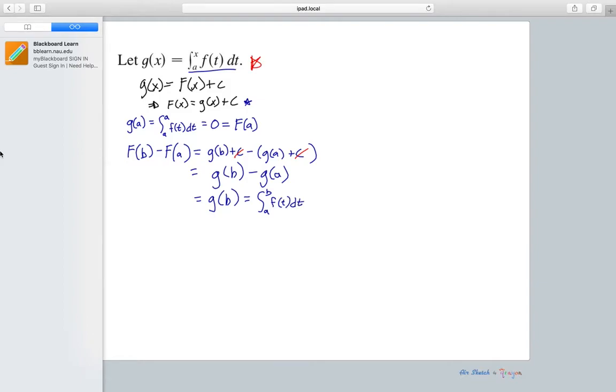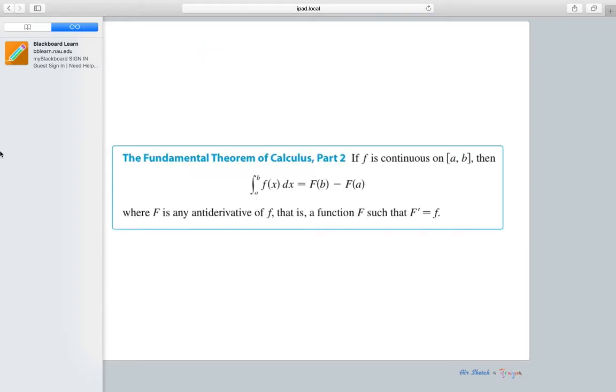All right, so what have we found here? The big connection is this. The integral from A to B of f of t dt is equal to capital F of B minus capital F of A. Meaning, to evaluate a definite integral, all we have to do is find the antiderivative of the integrand, so the function that we're taking the integral of, plug in the upper limit, plug in the lower limit, and then subtract them in that order. So that's your fundamental theorem of calculus part 2.